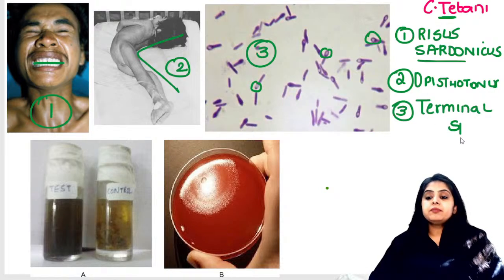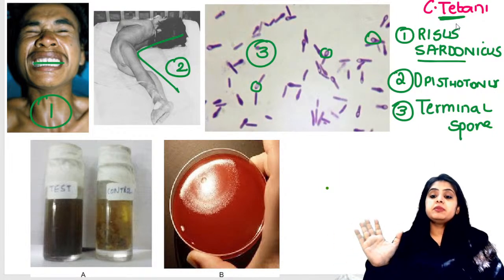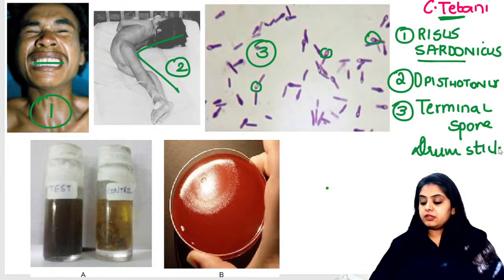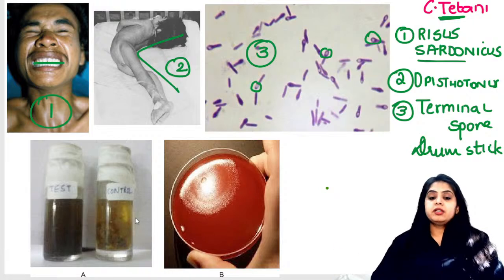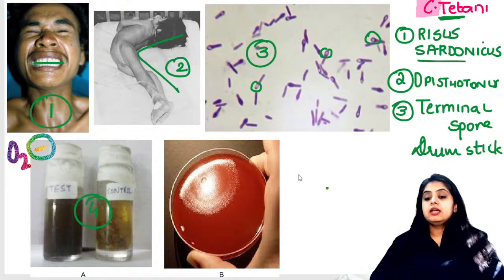Perfect. Now tell me something. Do you want to call this drumstick or tennis racket? It is TET. If it were TER, I would have called it tennis racket. If it would have been tertium, tennis racket. Here it is not tertium, so I will call it a drumstick appearance. This is also sorted. Now these two photos are left. Now remember, any kind of Clostridium, be it Clostridium tetani, Clostridium perfringens, or any other Clostridium, is an anaerobic organism. No oxygen needed.